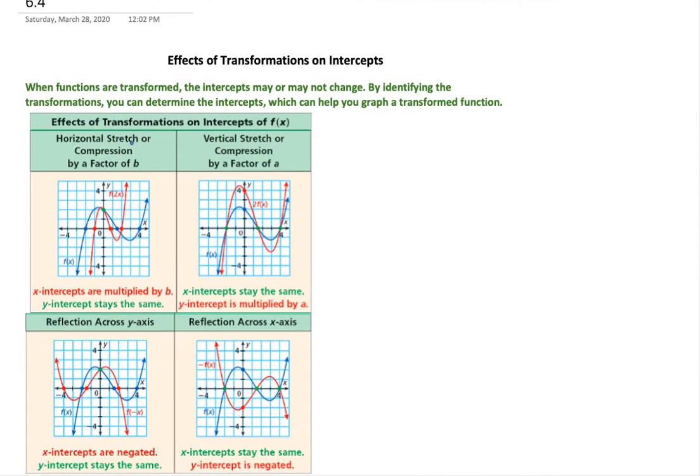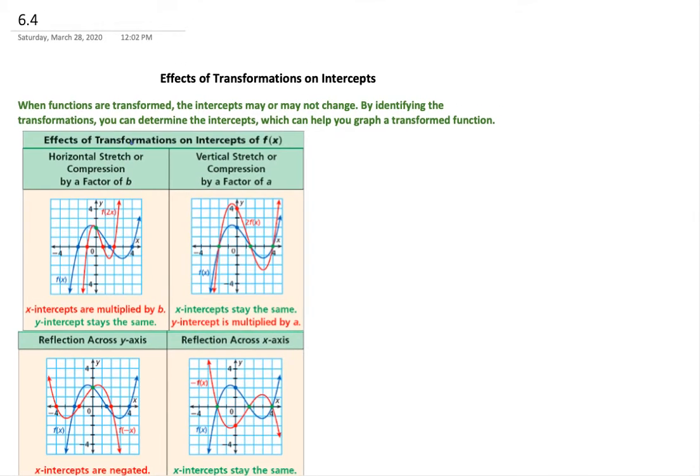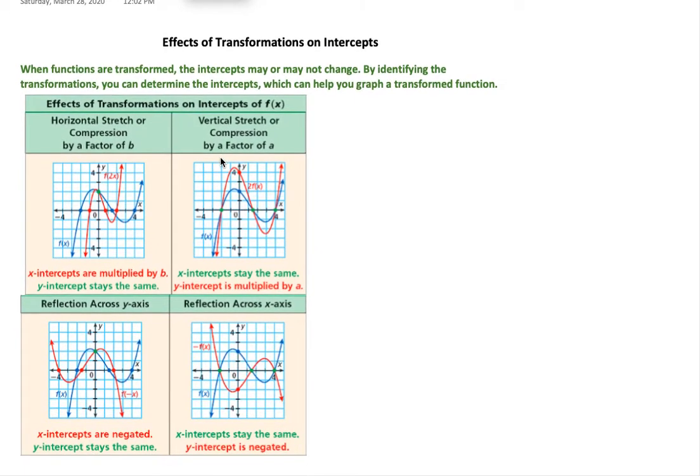I'm going to move on to the effects of transformations on intercepts. These rules right here, these notes are key. I still have to use these to be able to do these. I don't have this memorized, and I don't expect you to, but it can be memorized. You totally can do it. It says when functions are transformed, the intercepts may or may not change. By identifying the transformations, you can determine the intercepts, which can help you graph a transformed function.